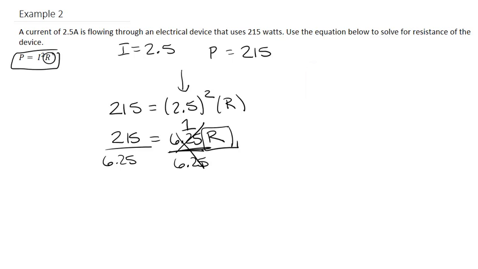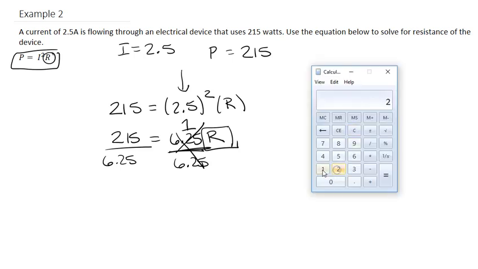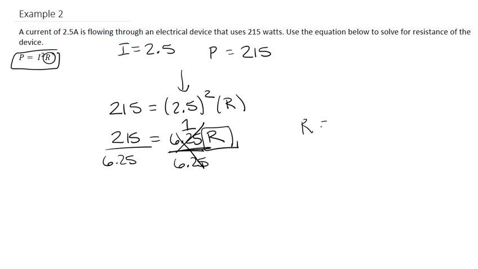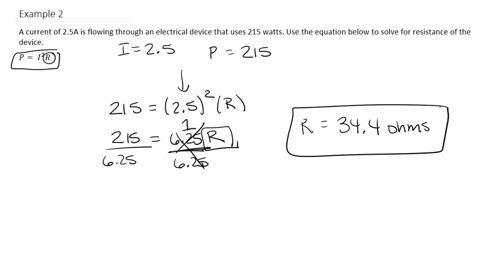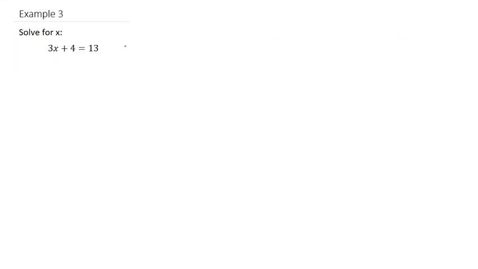And then now we need to do 215 divided by 6.25, which is equal to 34.4 ohms. And this would be the resistance. So let's look at another example. Solve for x. Let's go ahead and rewrite this. We have 3x plus 4 is equal to 13.